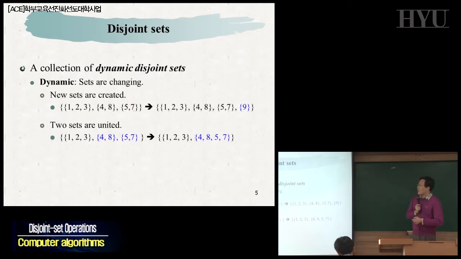Okay, and a collection of dynamic disjoint sets. Dynamic means sets are changing. For example, new sets can be created. Originally, we have 3 sets, but a new set is created. Or 2 sets can be united. In this case, these 2 sets are united into one set.